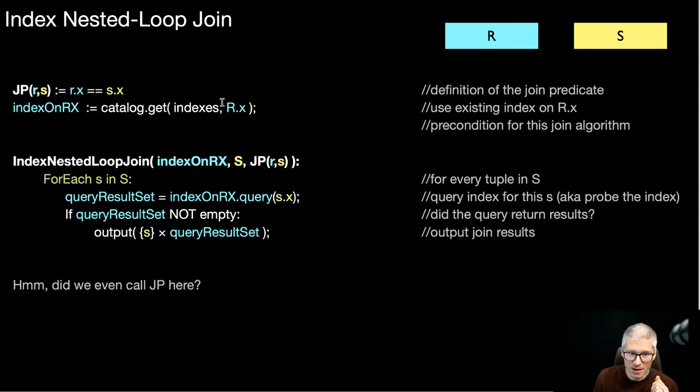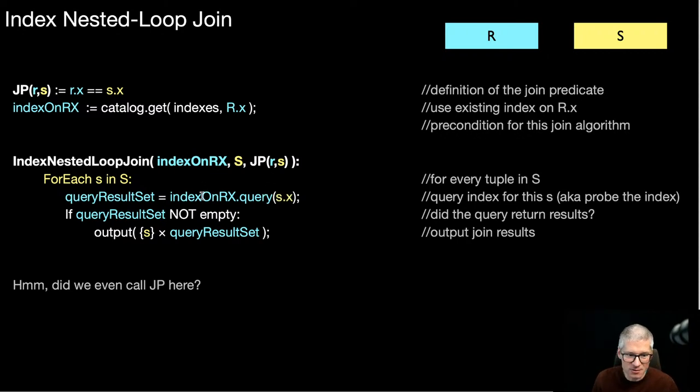So I got an index on R, but now I'm looping over all tuples from S. And what I'm basically doing is I translate each and every tuple from S into a query against R. So I loop over one and translate each tuple into a query against R. So we have a simple point query, as we've seen them when discussing B-trees. And I basically say, okay, now I take this tuple s and its attribute value on X, and I run that as a point query against the index on relation R.